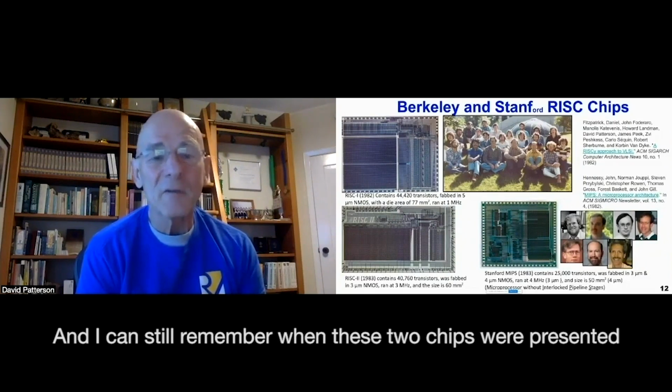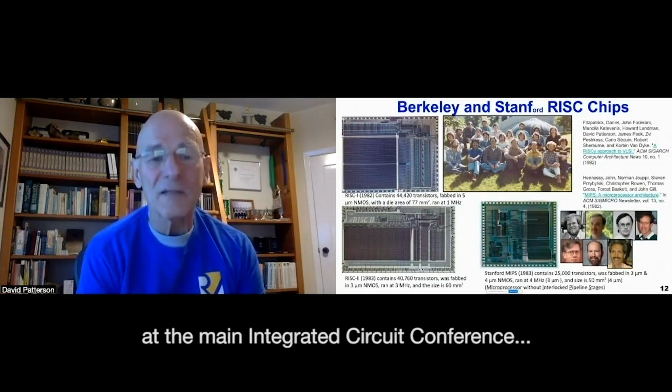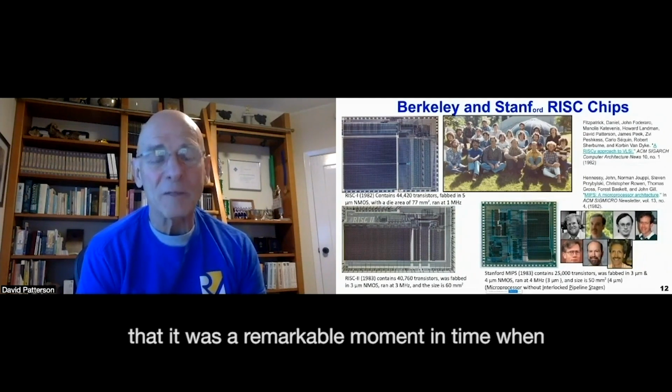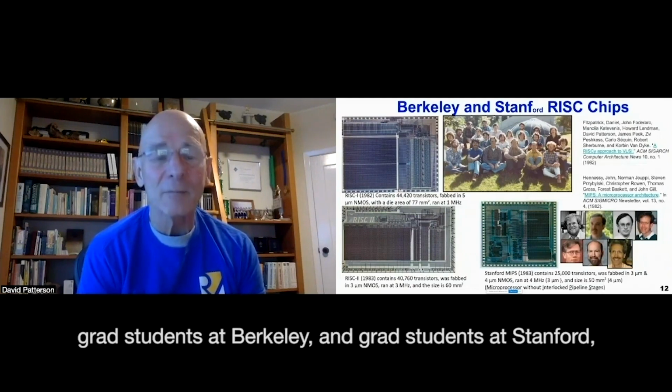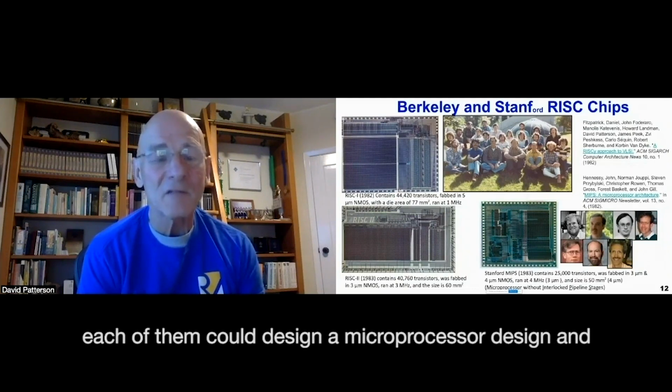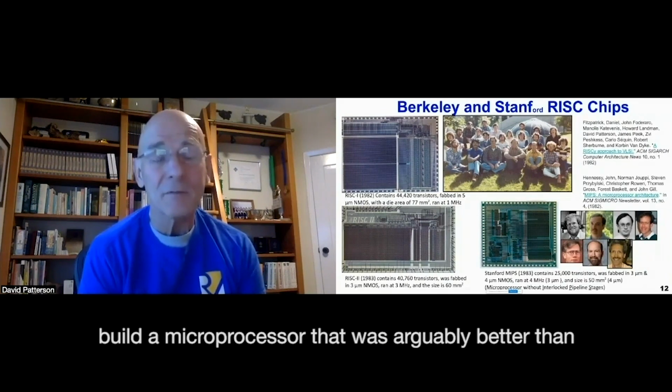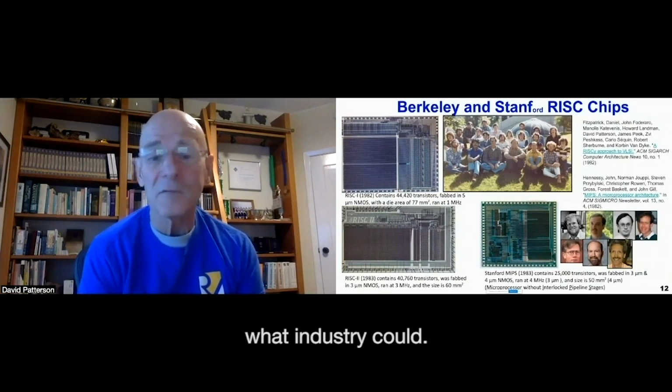And I can still remember when these two chips were presented at the main integrated circuit conference, that it was a remarkable moment in time when grad students at Berkeley and grad students at Stanford, each of them could design and build a microprocessor that was arguably better than what industry could build.